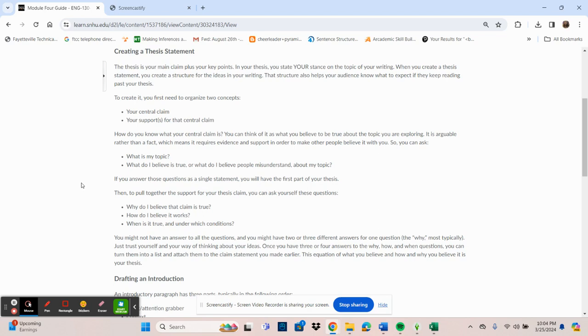So I want to pause there. It's really important to understand that your thesis is going to have two parts in your project or your assignment, excuse me, for module 4. You're going to create the first part of your thesis and you're going to create the second part of your thesis, and then you will put them both together for one thesis statement. It says here, then to pull together the support for your thesis claim, you can ask yourself these questions.